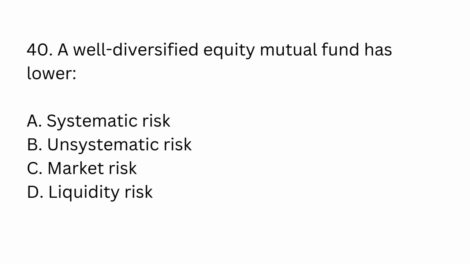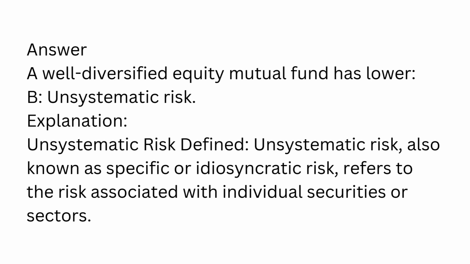40. A well-diversified equity mutual fund has lower A. Systematic risk. B. Unsystematic risk. C. Market risk. D. Liquidity risk. Answer. A well-diversified equity mutual fund has lower B. Unsystematic risk. Explanation. Unsystematic risk defined.